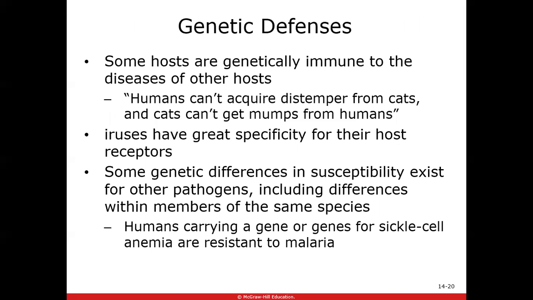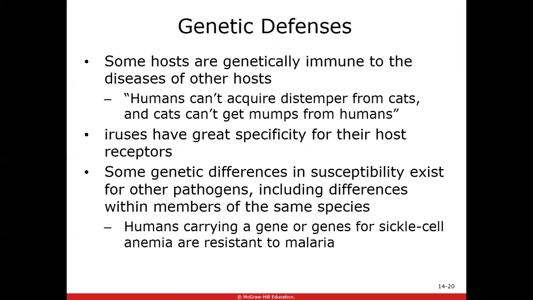And then we have genetic defenses. Genetic defenses means that some hosts are genetically immune to diseases of other hosts. An example of this is humans can't acquire distemper from cats, and cats can't get mumps from humans. That's saying that there are certain microorganisms that, because we don't have the same genetic makeup as a cat, we can't catch all of the diseases that a cat can catch.